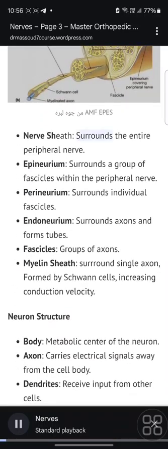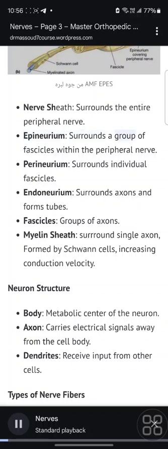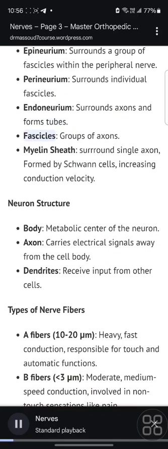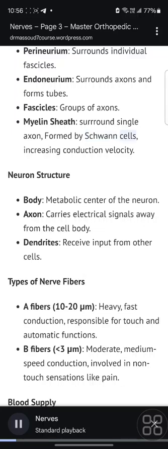The nerve sheath surrounds the entire peripheral nerve. The epineurium surrounds a group of fascicles within the peripheral nerve. The perineurium surrounds individual fascicles. The endoneurium surrounds axons and forms tubes. Fascicles are groups of axons. The myelin sheath surrounds a single axon and is formed by Schwann cells, increasing conduction velocity.